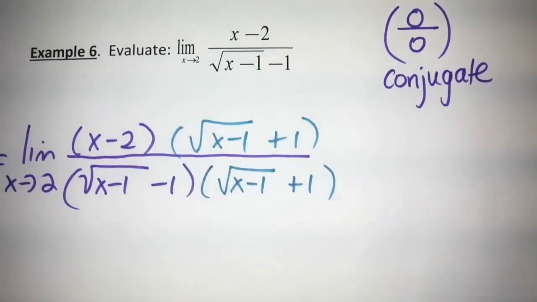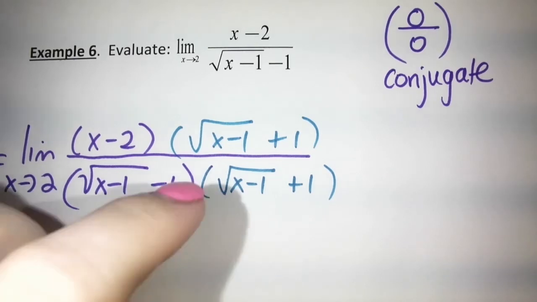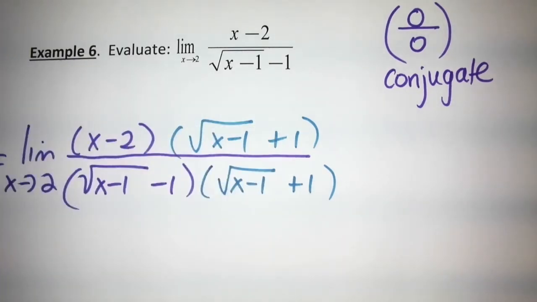Now, whatever you do on the top, you have to do on the bottom, and vice versa. Whatever you do on the bottom, you have to do on the top, so that we're not changing our question, because we're really multiplying by 1 here, because we have the root plus 1 over the root plus 1.